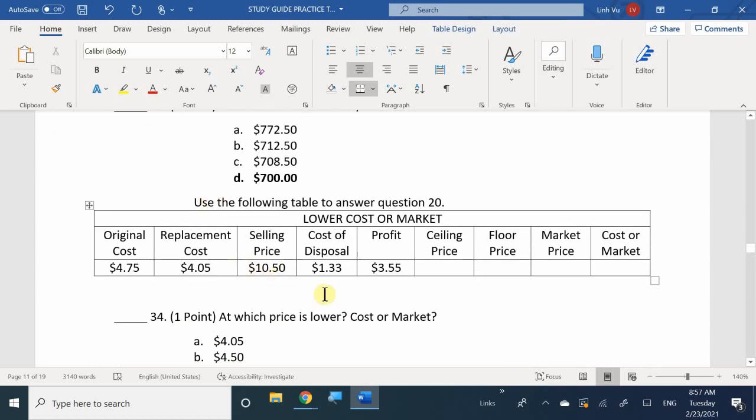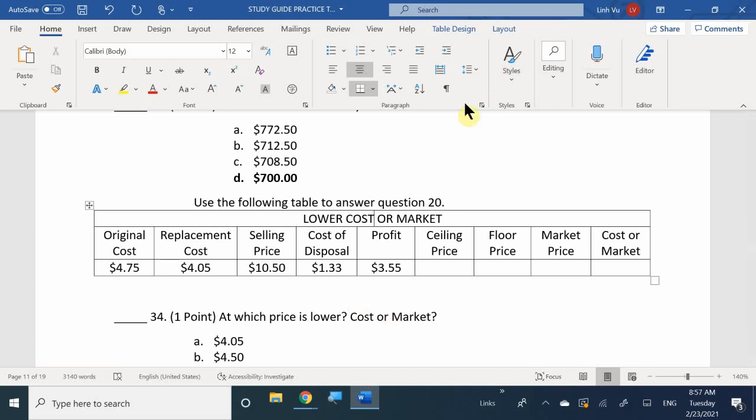So here's my lower of cost or market. Here's the chapter 6 that I was looking for. Use the following table down below. Some of you can get this right, but some of you can also get this wrong, and this is on the exam, so make sure you do this right. Here's my example. I have an original cost of $4.75 each with a replacement cost of $4.05, and my selling price is $10.50 with a cost of disposal of $1.33, and my amount of profit is $3.55.